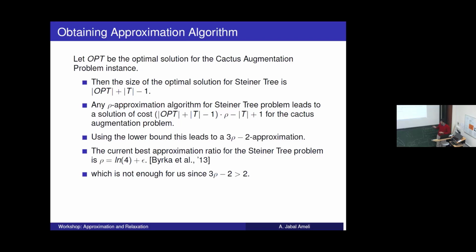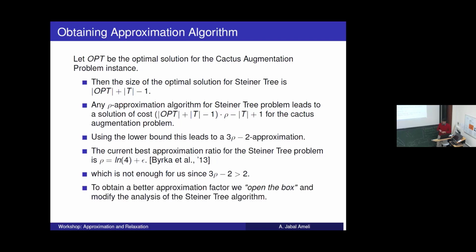Steiner tree problem, which is a ln 4 plus epsilon approximation by Byrka, Grandoni, Rothvoss, and Sanità in 2013. And unfortunately, for our purpose, this is not enough since 3 rho minus 2 is greater than 2. So what we needed to do is that instead of using this Steiner tree algorithm as a black box, we had to open the box and modify the analysis a little bit to achieve something better.